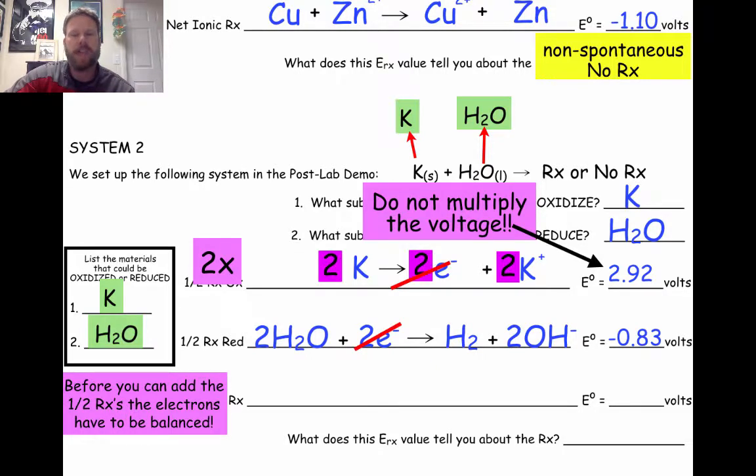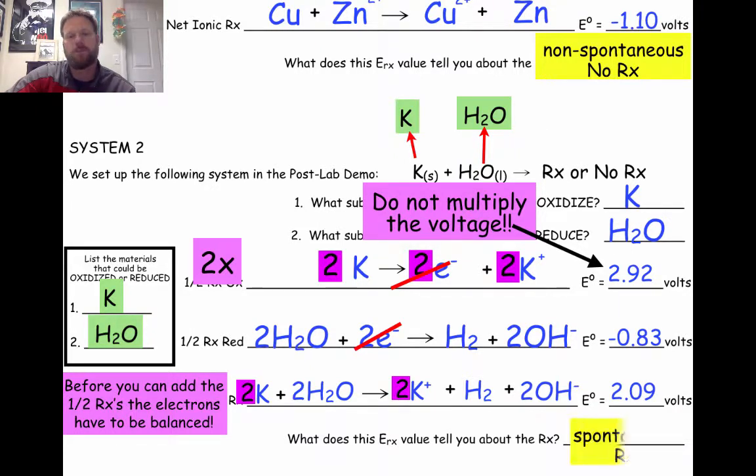Our electrons will cancel, and now we can just copy down our net ionic equation: 2K plus 2 H2O goes to 2K+ plus H2 plus 2OH-. Adding our voltage together, we'll see we get 2.09. It is a positive voltage, which means the reaction is spontaneous.